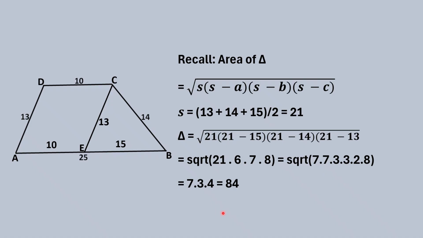So that is giving you 84. You can see the calculation. That's giving you 84, so 84 square units. That is the area of the triangle CEB, not the whole trapezium. Excluding this parallelogram, only this triangle CEB, the area is 84 square units.